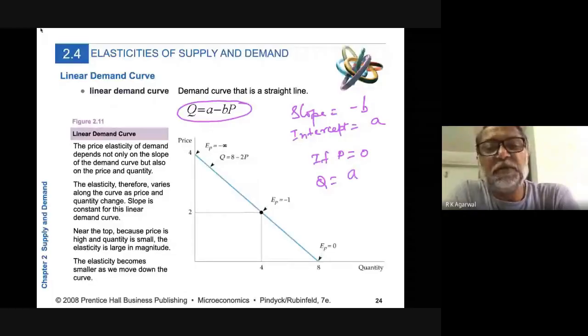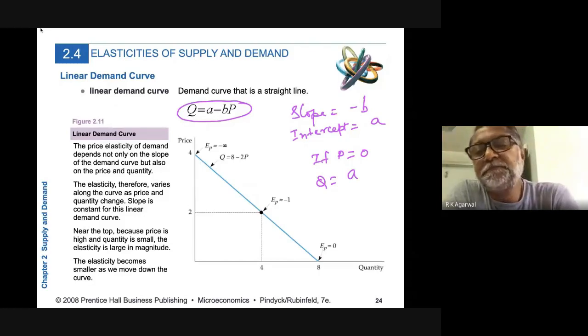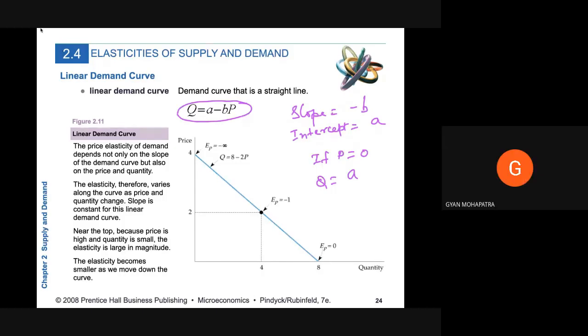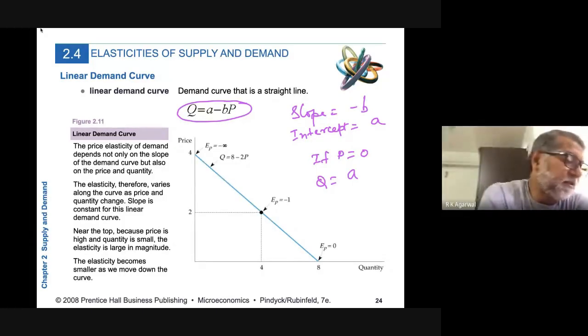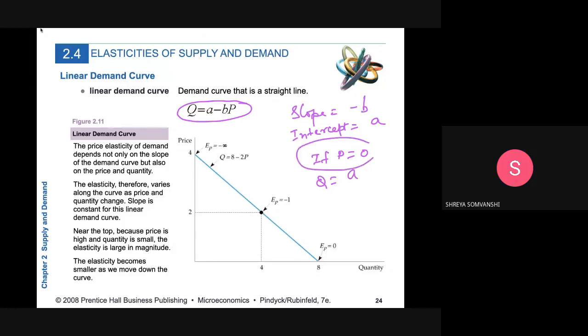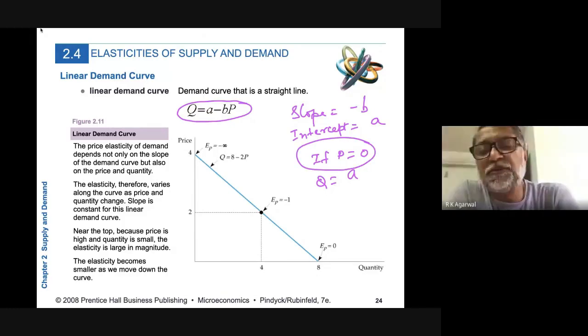The price. So if P is equal to 0, then Q is equal to A. If price is 0, then how much quantity will be demanded? If P is equal to 0, the quantity demanded will be A.